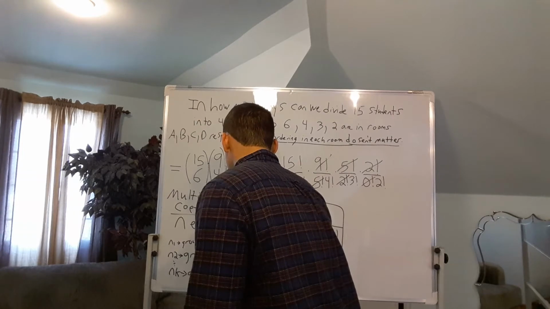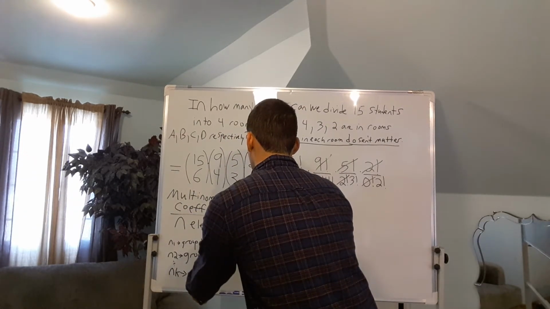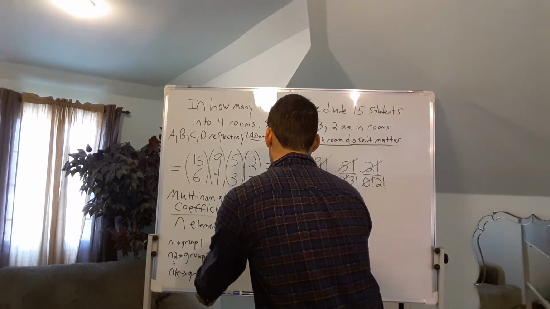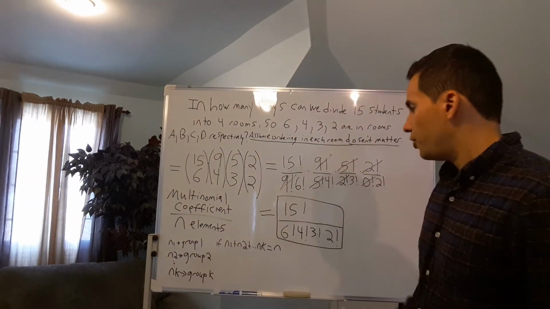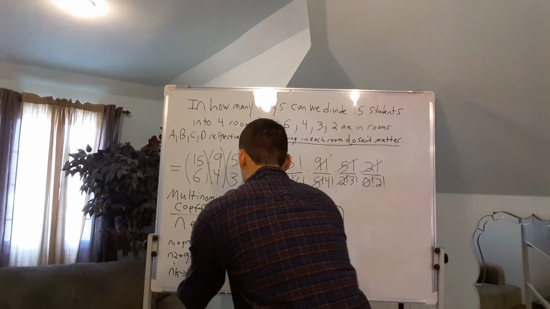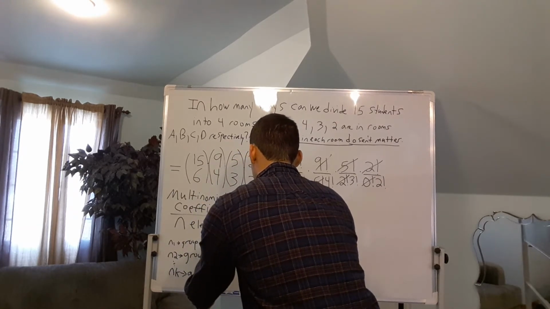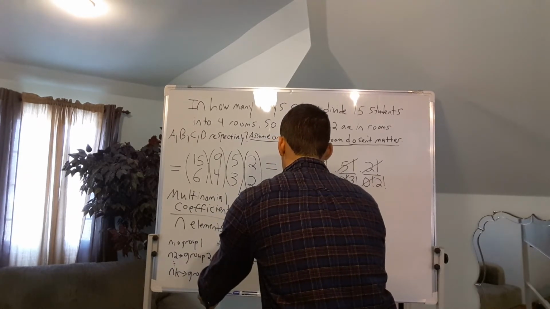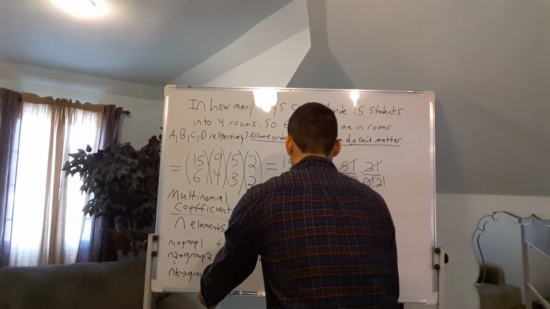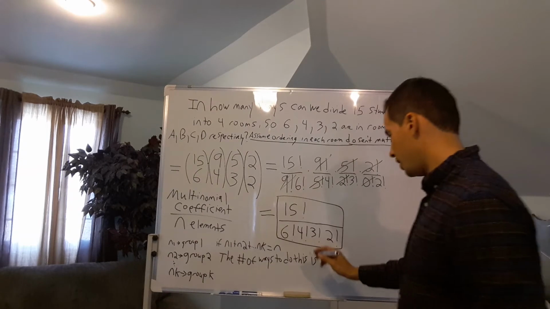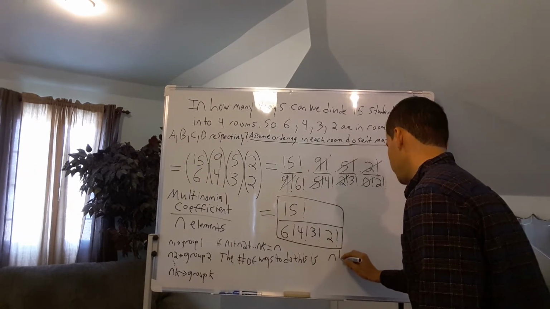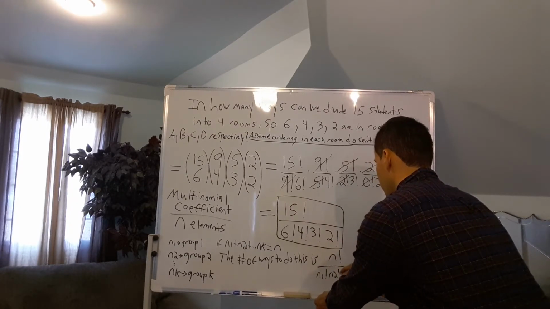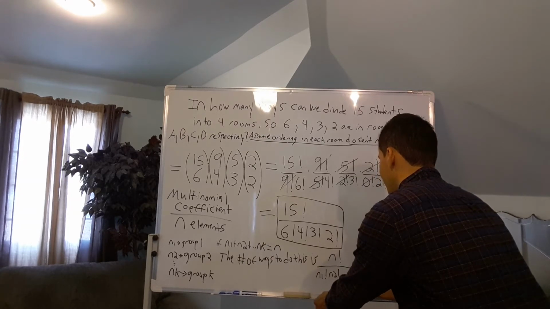So if n1 plus n2 plus up to nk equals n, the number of ways to do this is the multinomial coefficient, which has the formula n factorial divided by n1 factorial times n2 factorial up to nk factorial.